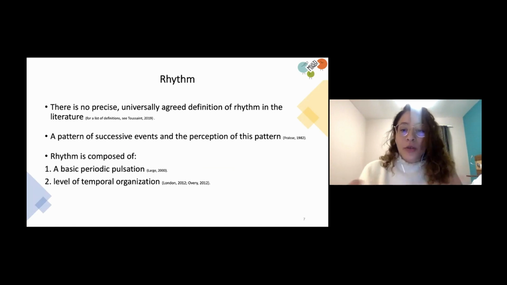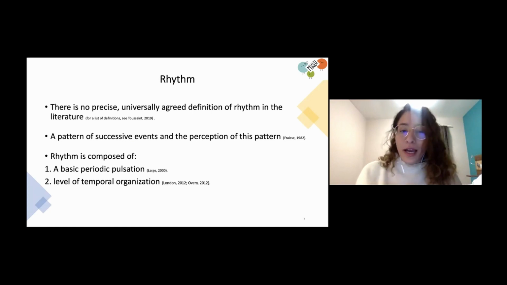With this definition, we can distinguish between two components of rhythm. When we talk about a pattern of successive events, to have a rhythm, basically, we need to have a basic periodic pulsation. In music, it could be a series of sounds and silences. And usually, we can obtain this, for example, using a metronome. So we can get a series of metronome beats or a tactus.